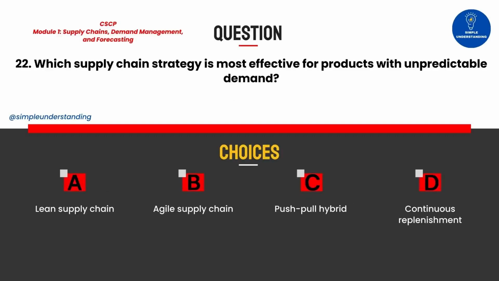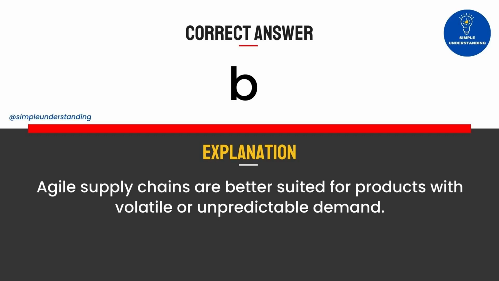22. Which supply chain strategy is most effective for products with unpredictable demand? A. Lean supply chain. B. Agile supply chain. C. Push-pull hybrid. D. Continuous replenishment. Correct answer: B. Explanation: agile supply chains are better suited for products with volatile or unpredictable demand.